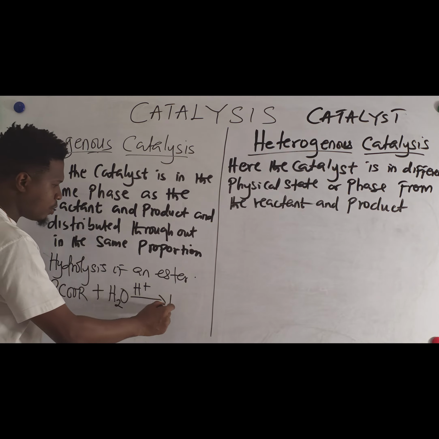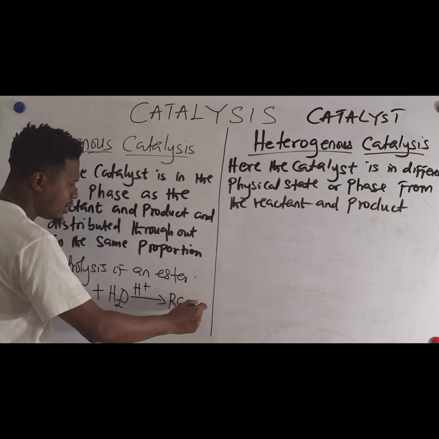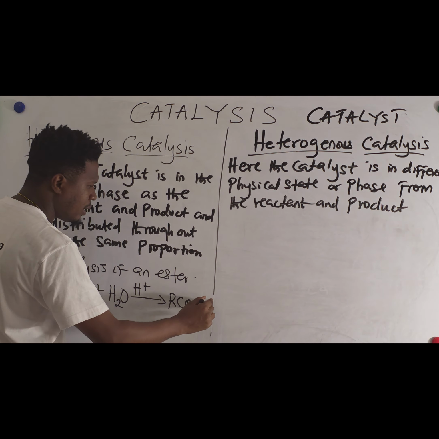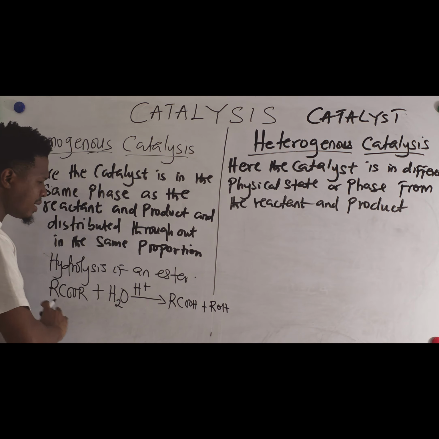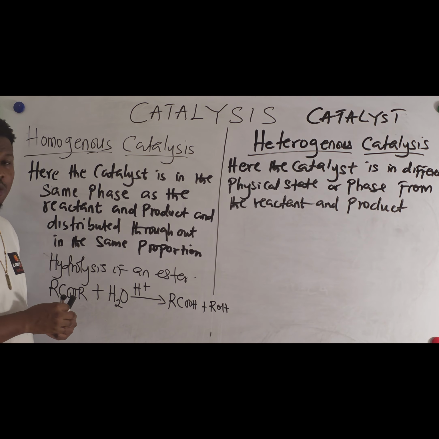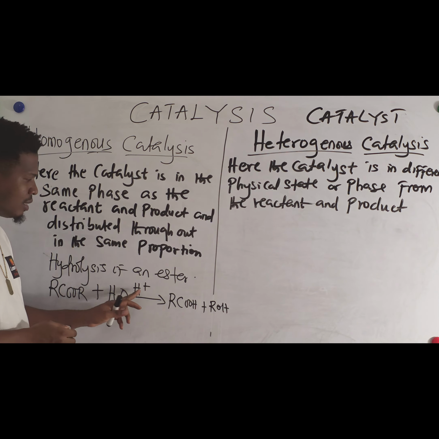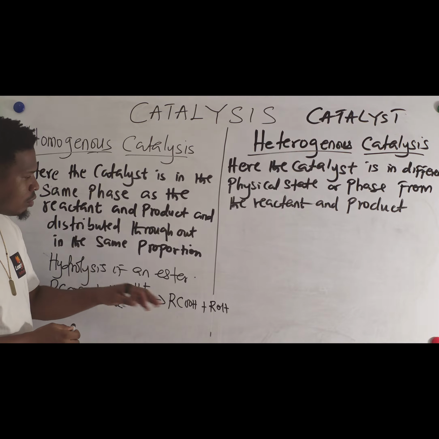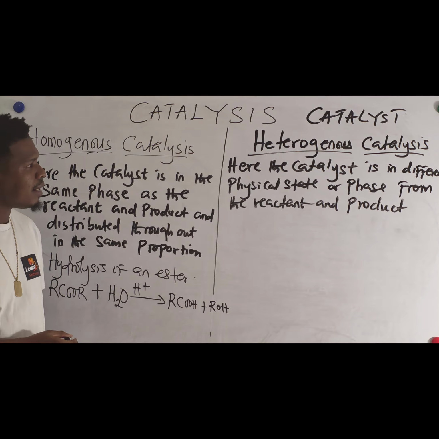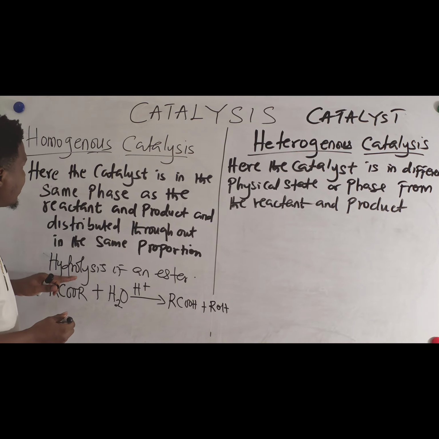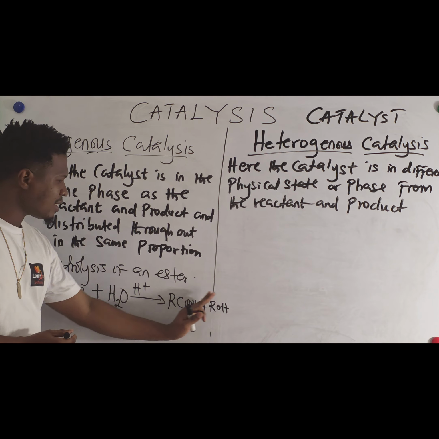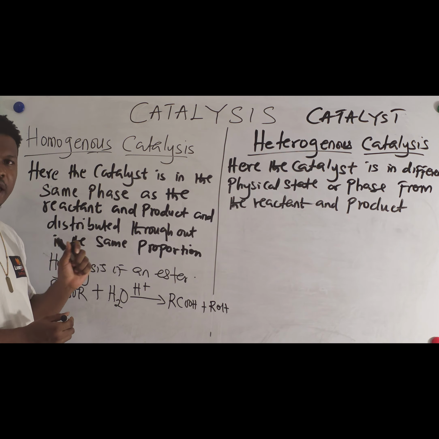Okay, so when this happens, you definitely have the alkanoic acid and the alcohol. Okay, so hydrolysis of an ester is a homogeneous catalysis. Why? Because the ester is in aqueous form, water is in aqueous form, and the catalyst you are going to add is in aqueous form too. So this will give you an alkanoic acid and alcohol. So why is it a homogeneous catalysis? Because all these things are in the same phase, aqueous.